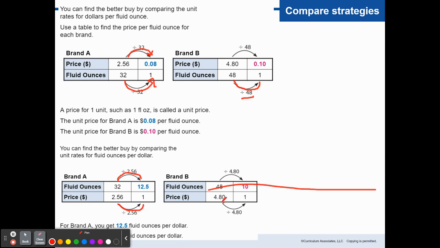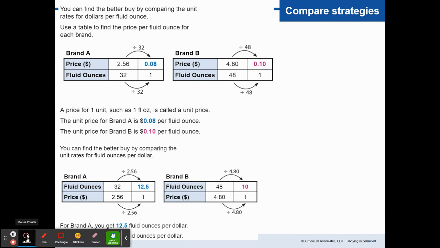$4.80. That's what we would be dividing by here, right? And then we get this. So that is how you would use tables similar to what we did last week. Now, that's fine. It's perfectly fine to do it that way, all right? I probably wouldn't set these up as tables.